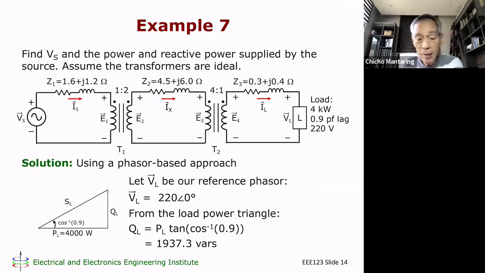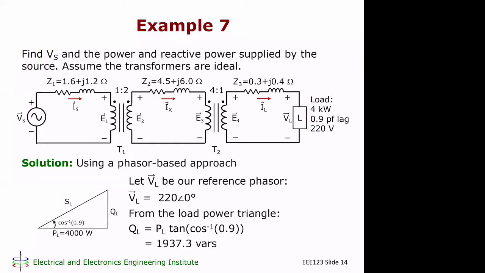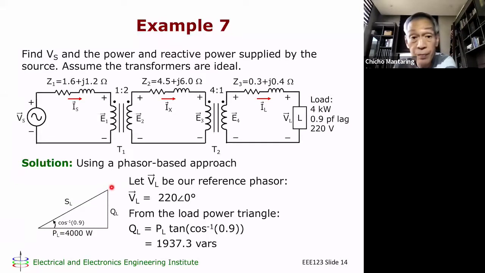Okay, so again, I'll present many solutions here. The first is using a phasor-based approach. Let's just try to outline the phasor-based solution. I know I will make this my reference phasor, V sub L. So V sub L will be 220 at an angle 0 degrees. I know P from the power triangle. I can compute Q.